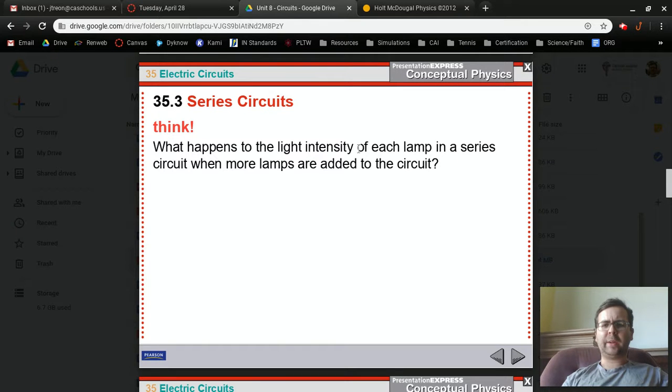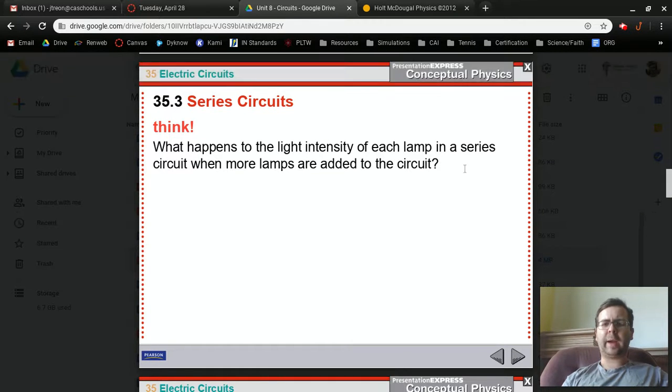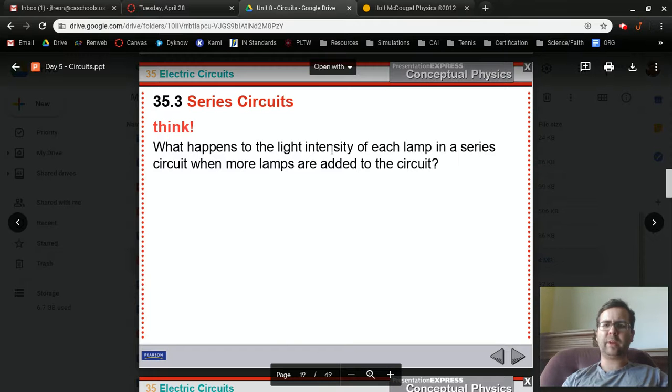What happens to the light intensity of each lamp in a series circuit when more lamps are added to the circuit? So if you're adding more and more light bulbs, more and more resistors to the circuit, what's going to happen to the light intensity of each lamp?